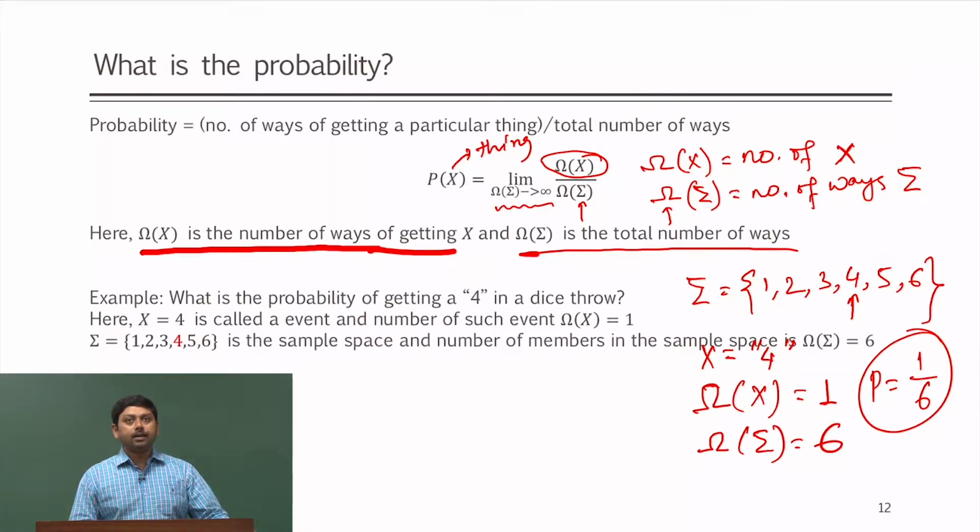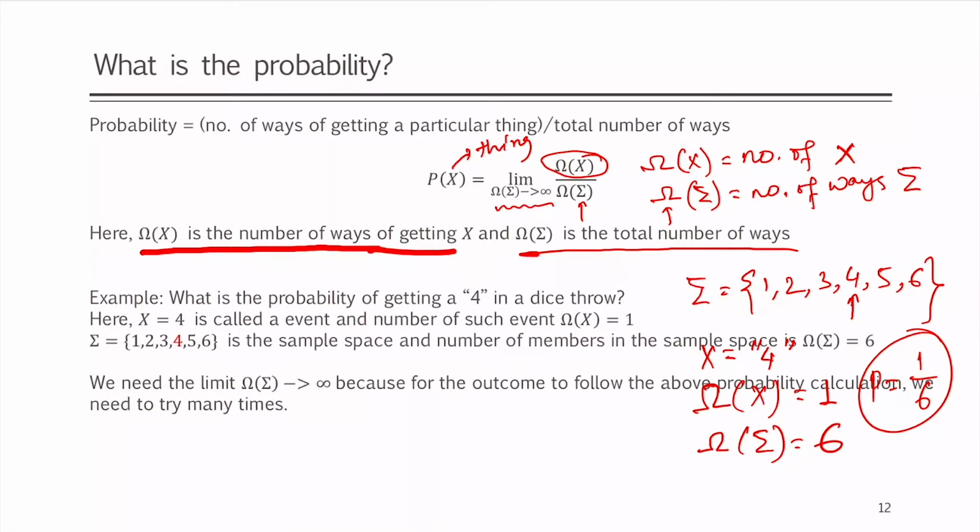And notice this limit thing, that this is saying that this will not happen if you do it just once. If I just throw 1 or 6 times, I may not get a 4 even once. It only happens when my sampling is much more. So, we need this limit, sigma tends to infinity, because for the outcome to follow the above probability calculation we need to try many times.